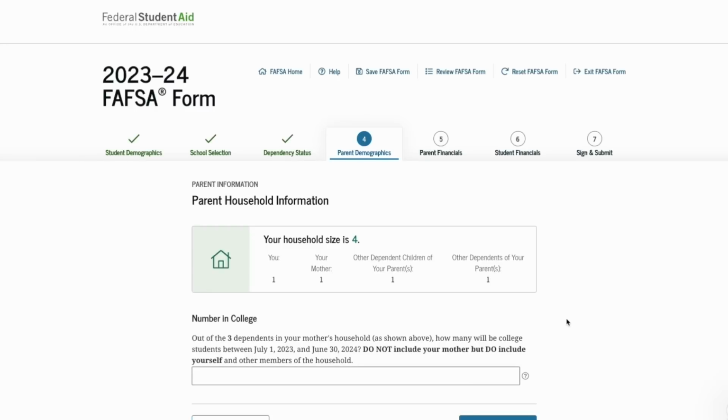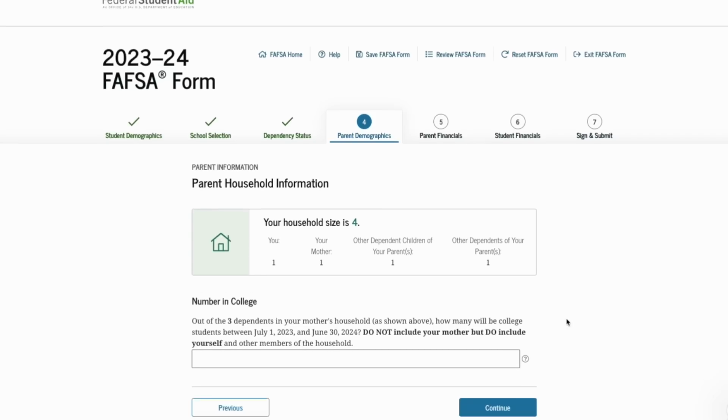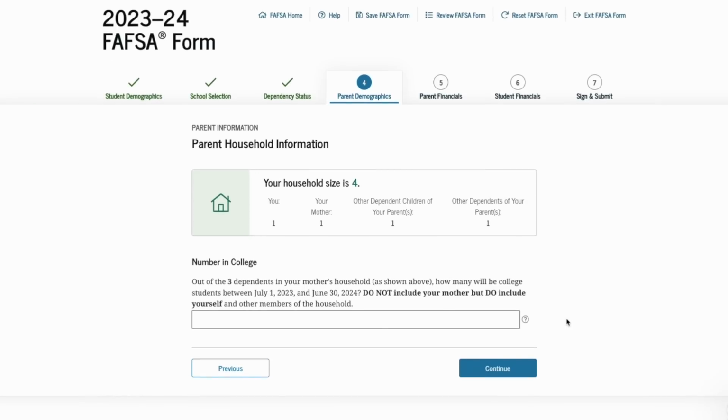This screen summarizes information about your parents' household, which includes you, your mother, your brother, and another dependent living in your parents' home. Now, this question is tricky as well because it's asking for the number of dependents who are in college next year. And in this case, you do include yourself. So in my case, I'm the only one in college, but if myself and my brother were both in college next year, the answer would be 2 here. But again, because I'm the only one in college, the answer is 1.